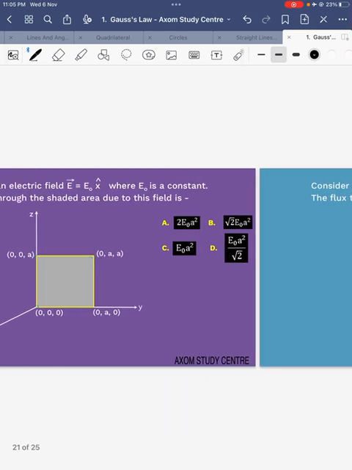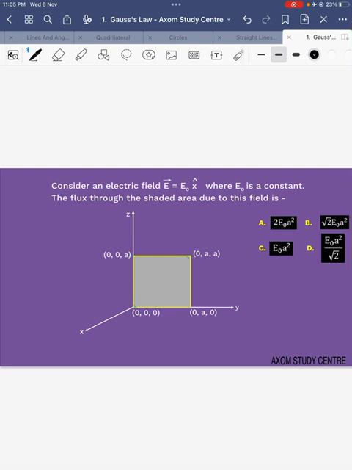The next problem is, here it is given, consider an electric field E along x direction, E naught is constant. Find the flux through the shaded area due to the electric field. Now the coordinates are given here, so E is E naught i cap. This distance is a, and this distance is also a. This is the area vector along x-axis, i cap.